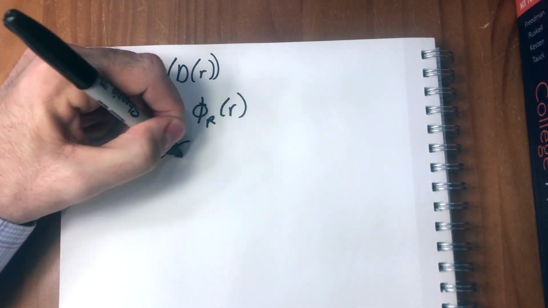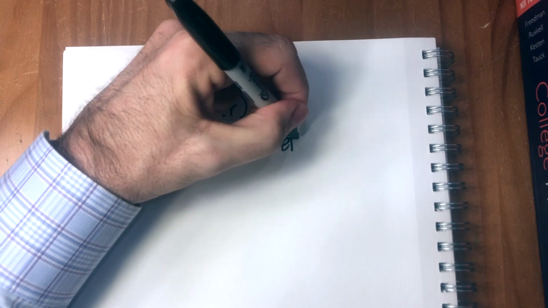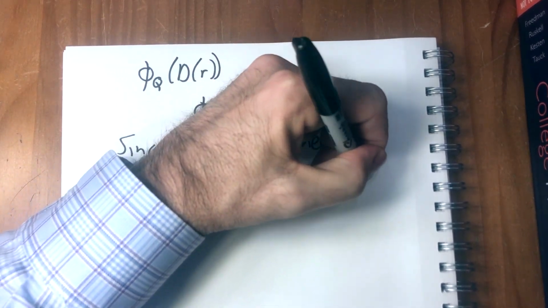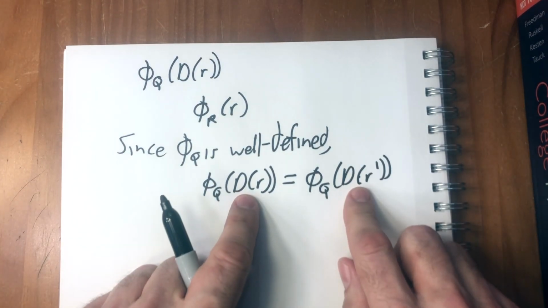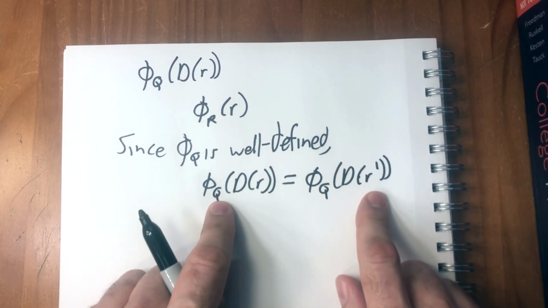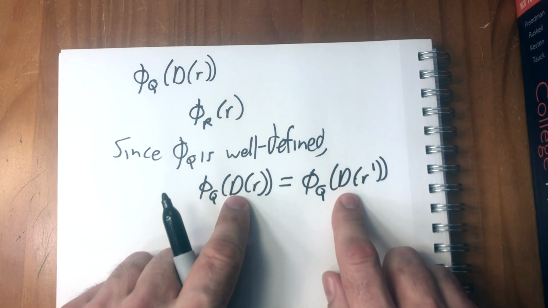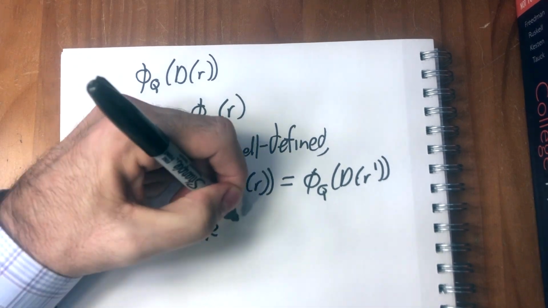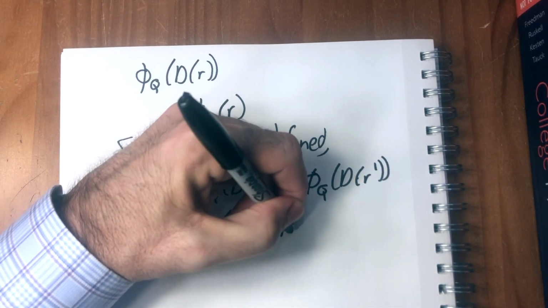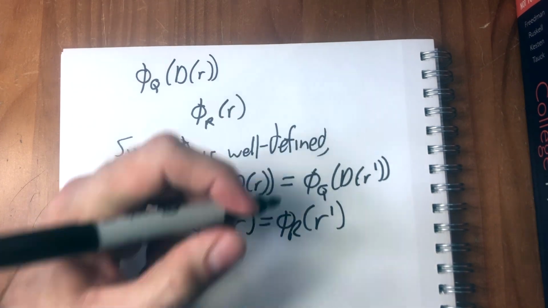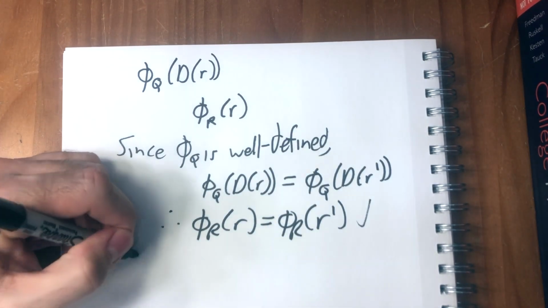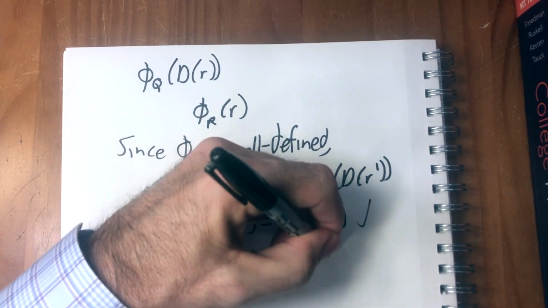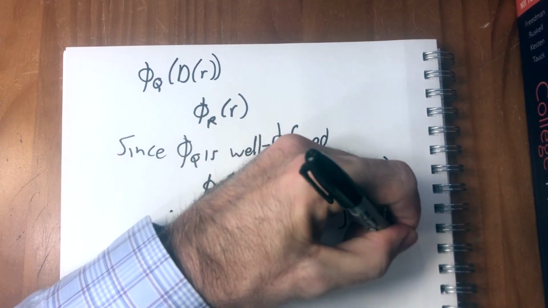But since phi q is well defined, then phi q of dr must equal phi q of dr prime, because these 2 sets are the same, so if you take phi q of both of them, they have to be the same as well. So if these are the same, then the supremums must be the same, so phi r of r equals phi r of r prime. So that's what we needed to show: if r equals r prime, then phi r of r equals phi r of r prime.